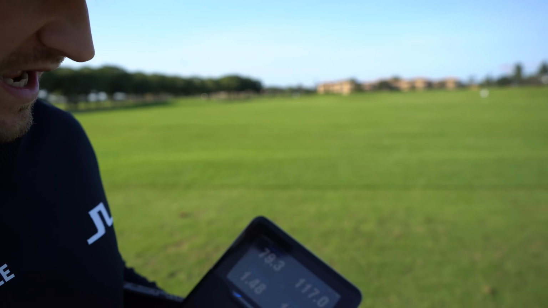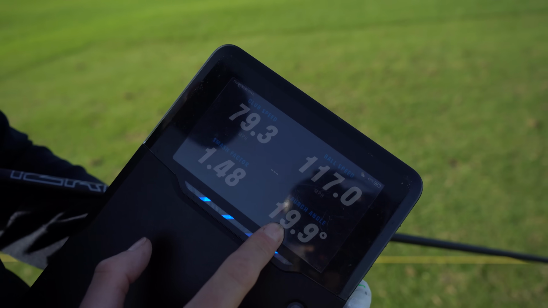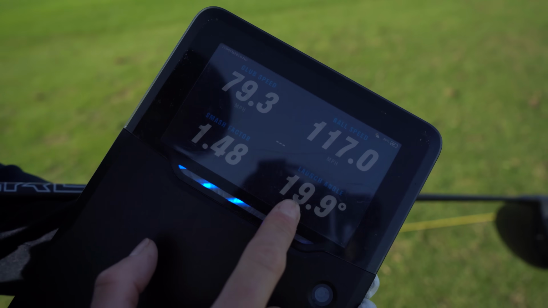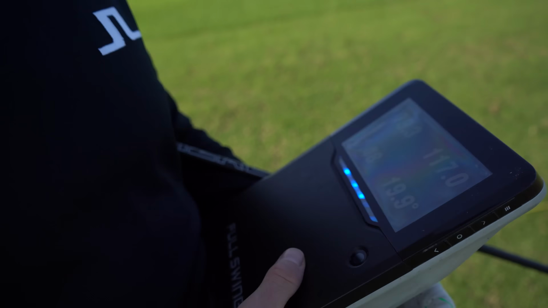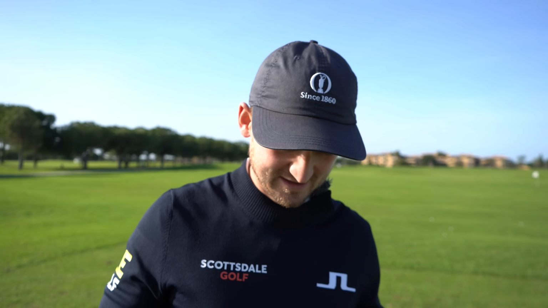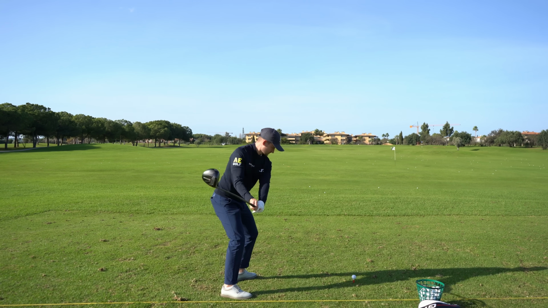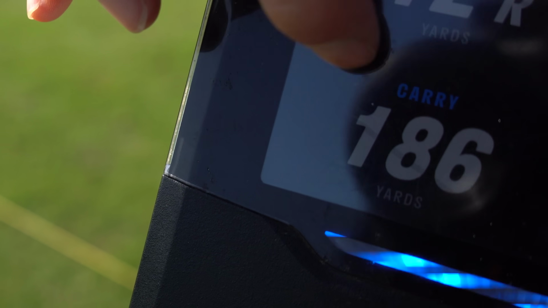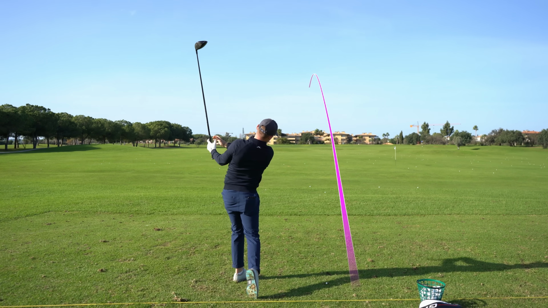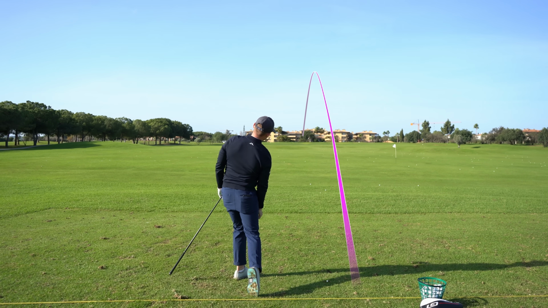Now, I did launch a little higher because I hit up on it by quite a lot because I was exaggerating the feeling. Now, I want to show you this. Drum roll, please. Let me load this in. 186 carry. 3 yards shorter than the first one, I know. But I'm going to be here all day trying to match that clubhead speed exactly.